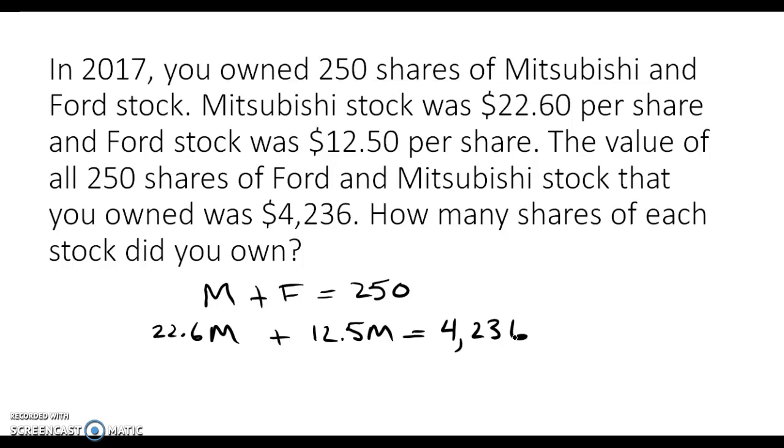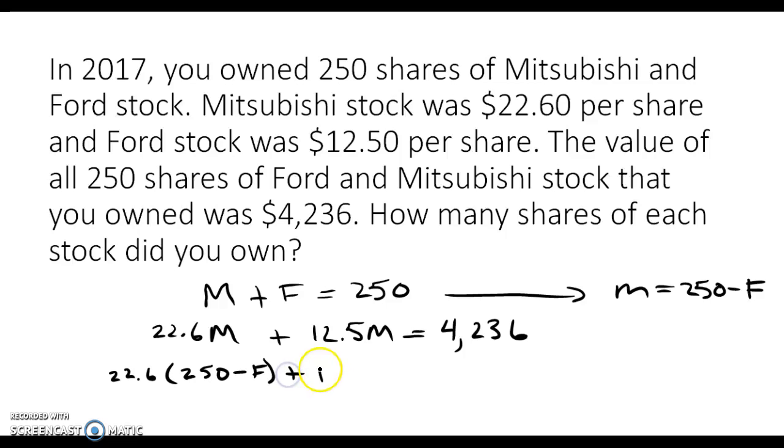For this one, I'm going to prefer to solve this by the substitution method. So I'm going to say M is equal to 250 minus F. So now we can substitute this in, 22.6 times 250 minus F for M, plus 12.5 M is equal to 4,236, and solve from there.